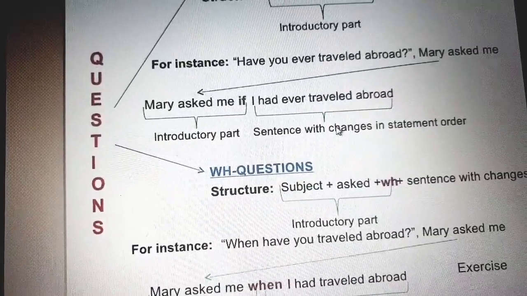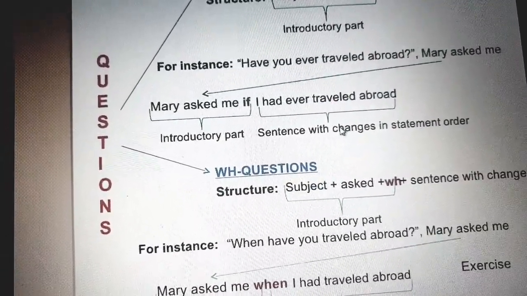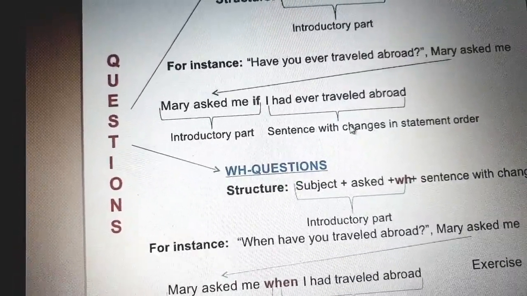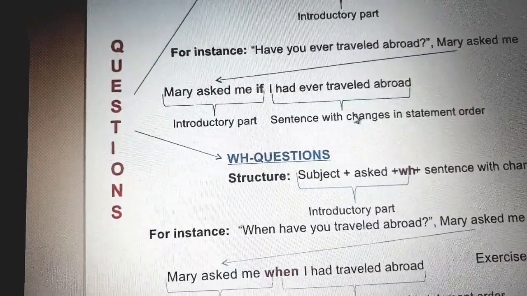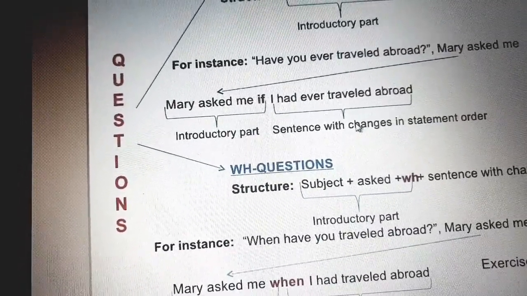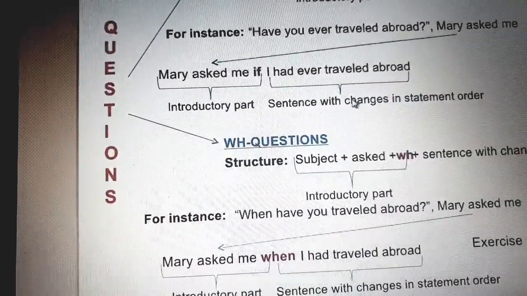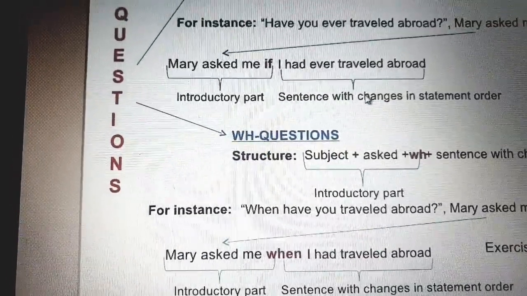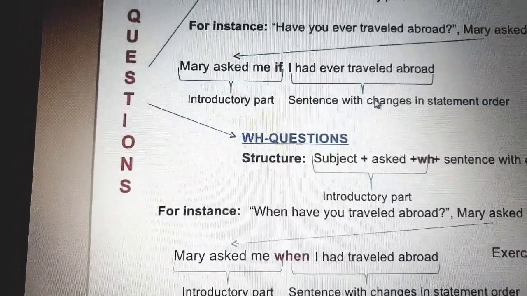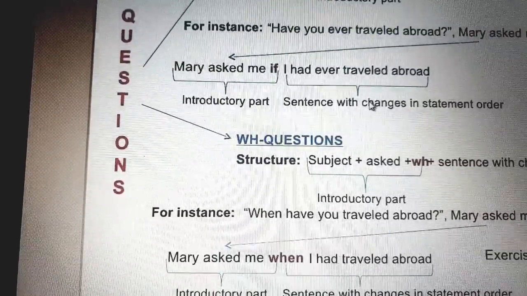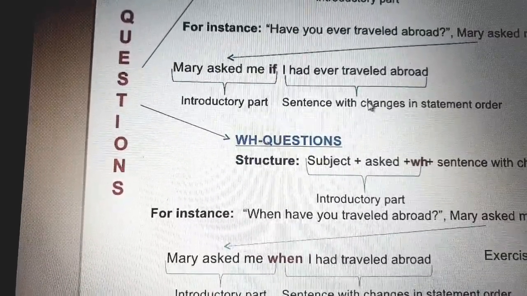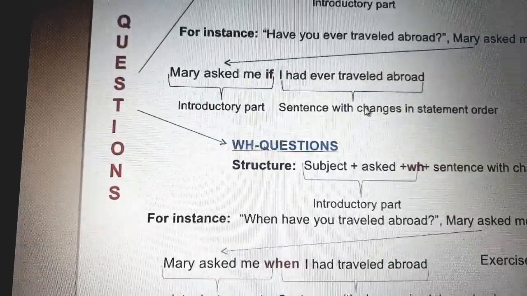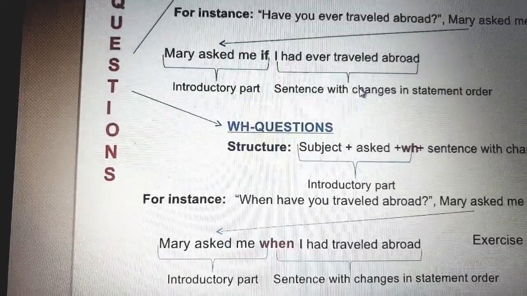When have you traveled abroad? This is a question, right? Let's see how do we change from a direct WH question into indirect. Mary asked me, this is the introductory part. And then we put what? After the introductory part, we should put when, or the WH word. Same WH word from the question. We just take it and put it in the indirect question.